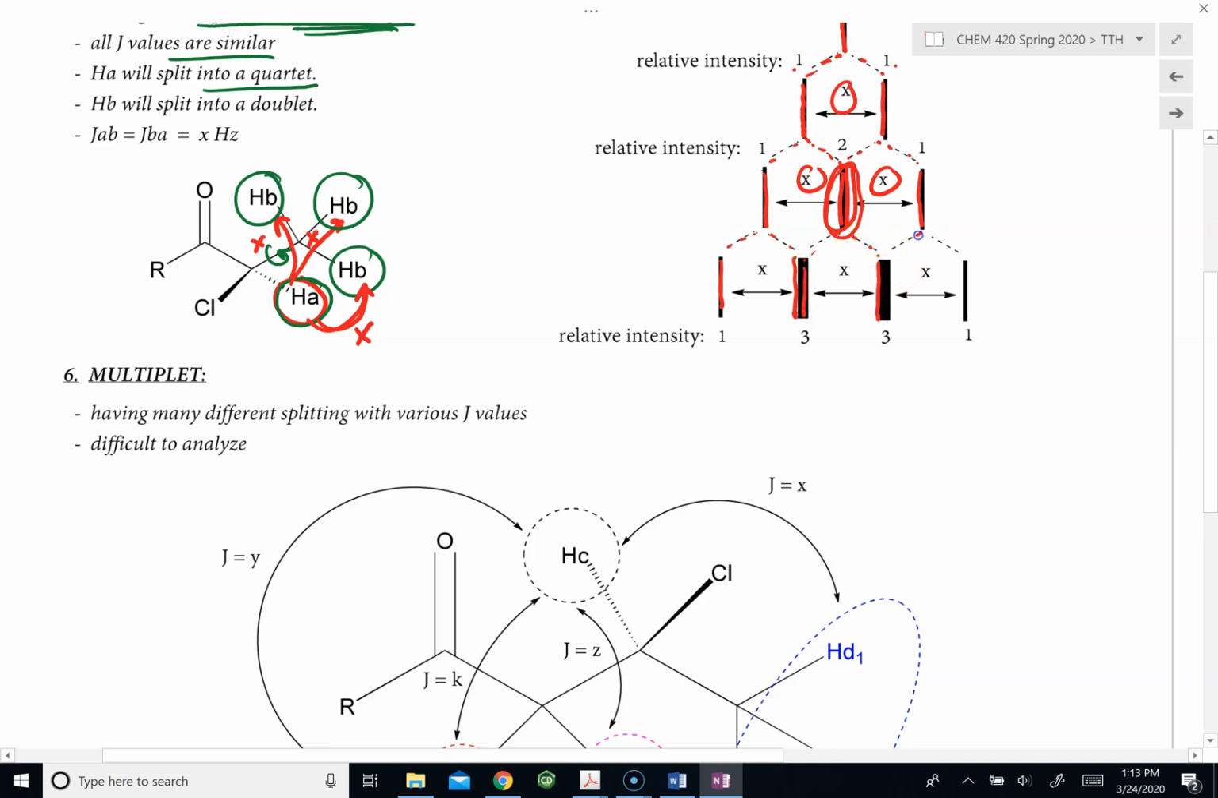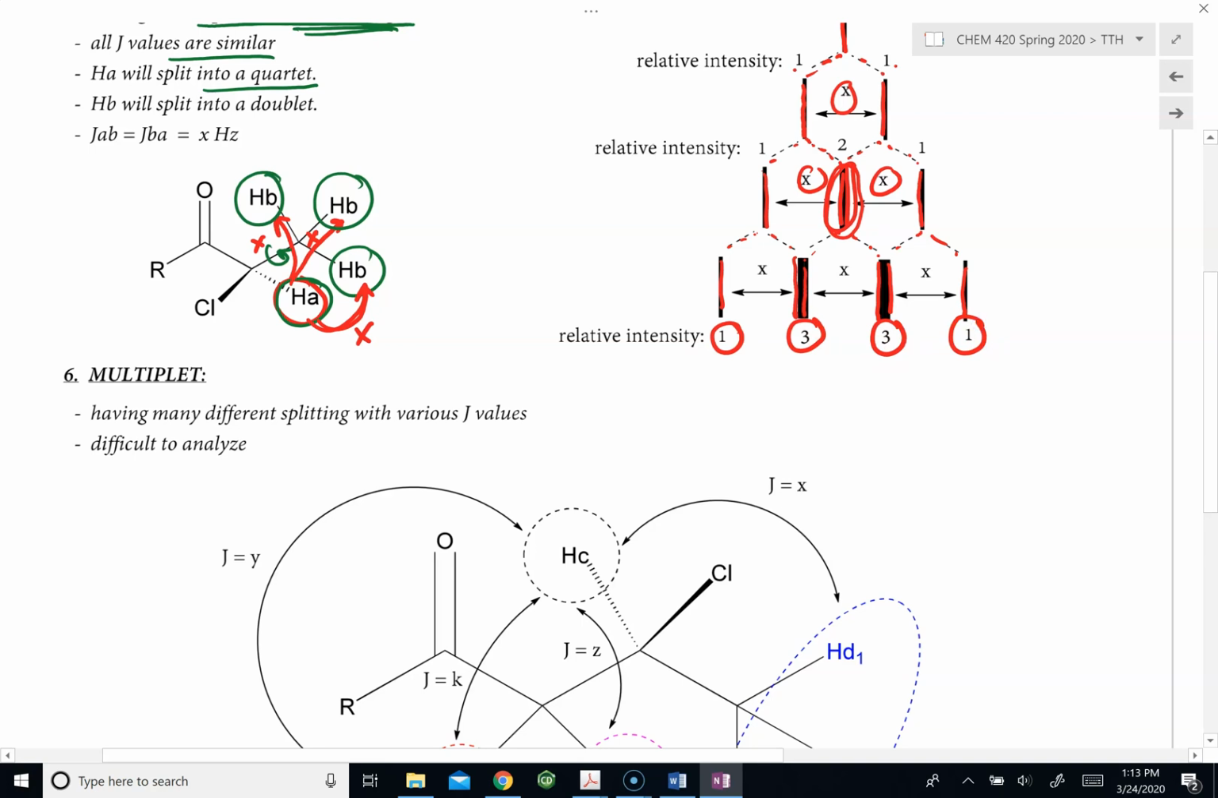And when this signal gets split, one goes in here and one goes in here. So in the end, we will see that the relative intensity of these three signals will be 1 to 3 to 3 to 1. That will be their relative ratio.